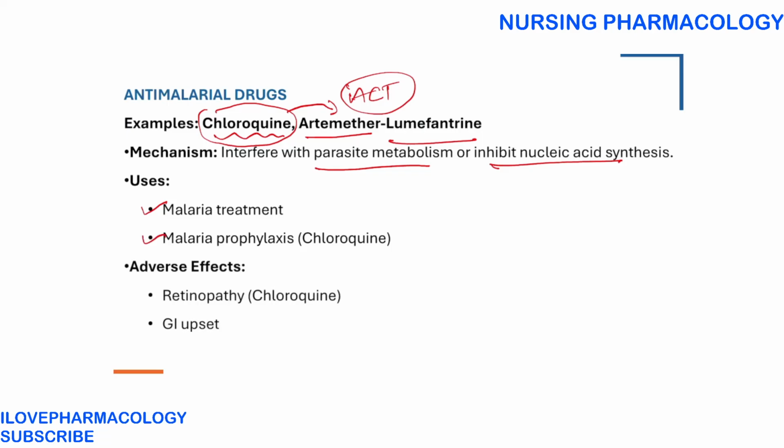So what are the side effects which are seen with the anti-malarial drugs? Especially with chloroquine, the most common side effect will be nausea and vomiting. GI related side effects will be more, but specifically on accumulation of chloroquine, the drug can cause retinal damage. It causes retinopathy as well as GI upset.